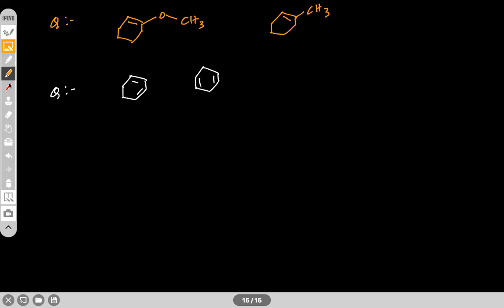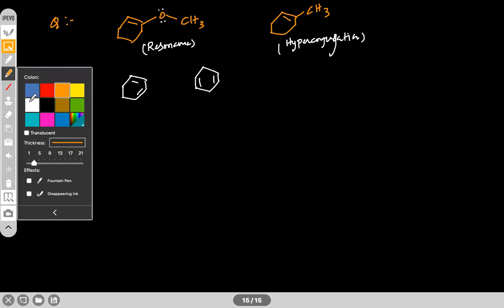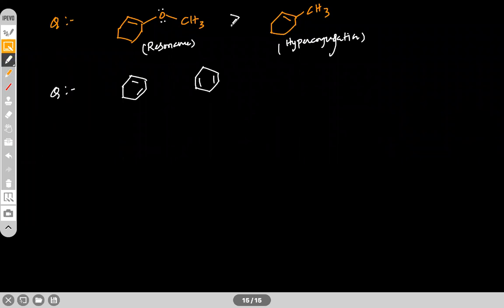See here what happens. The oxygen has a lone pair on it, so this pi bond is involved in resonance. So basically we can say here we have resonance possible, but here we have hyperconjugation. The alkene is getting stabilized through hyperconjugation. We know resonance dominates hyperconjugation. Hence, the answer would be this stability order.